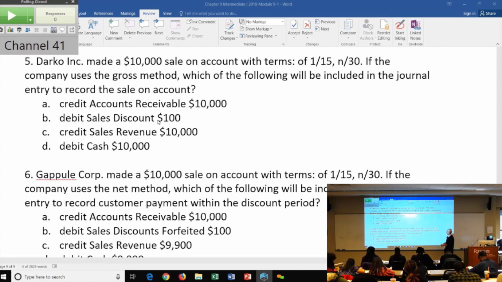So let's look at number 5, and it says that there is a $10,000 sale, terms of 1/15, net 30. The company uses the gross method. What would be included in the journal entry? This is a 1-minute question.